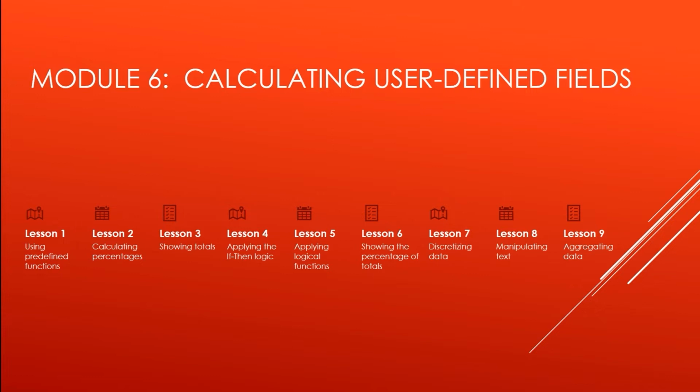The next lesson was manipulating text. We did 2 different functions for this, one of which didn't actually manipulate the text. It kind of served as a filter, and the second one did manipulate the text by making it uppercase. And then you learned how to turn a dimension into a measure for the purpose of aggregating data.